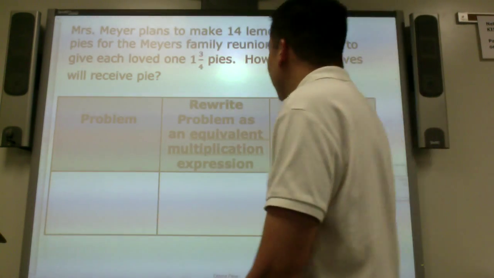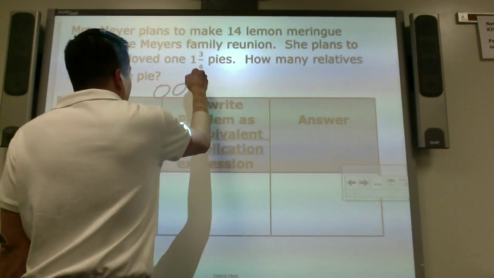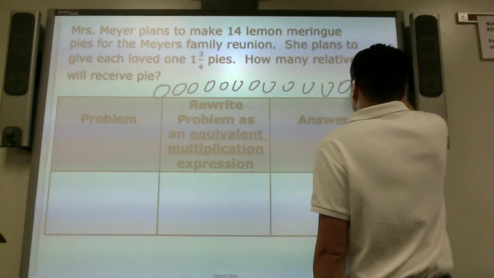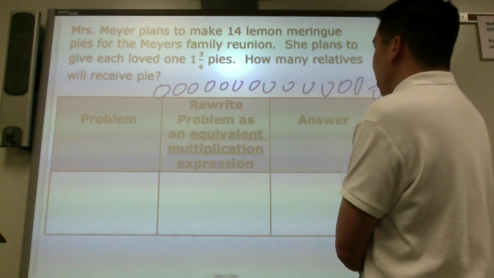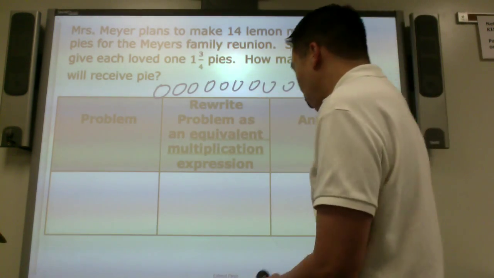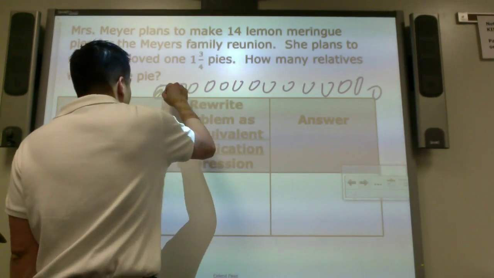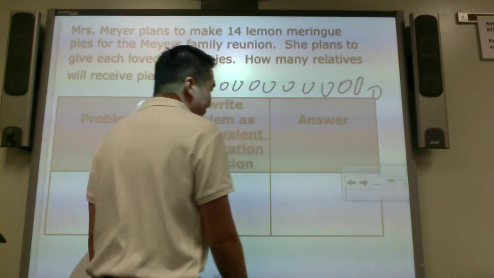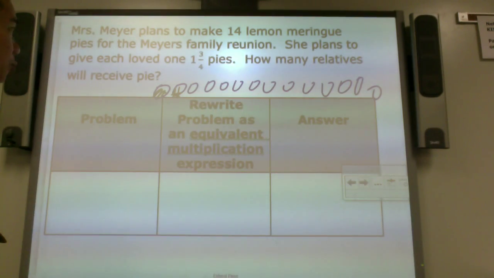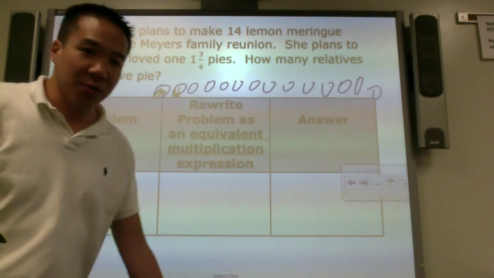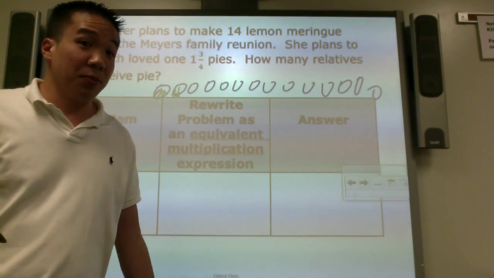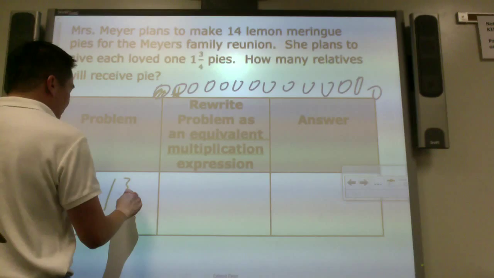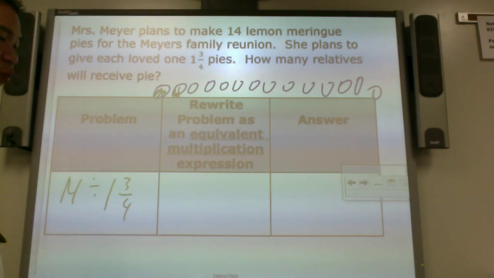Mrs. Meyer plans to make 14 lemon meringues. 1, 2, 3, 4, 5, 6, 7, 8, 9, 10, 11, 12, 13, 14. For the Meyer family reunion, she plans to give each loved one 1 and 3/4. I am not going to be shading this. How many relatives will receive pie? Well, we know it has to be a whole number because it's people. So she has 14 and she's going to divide. She's going to give away groups of 1 and 3/4.